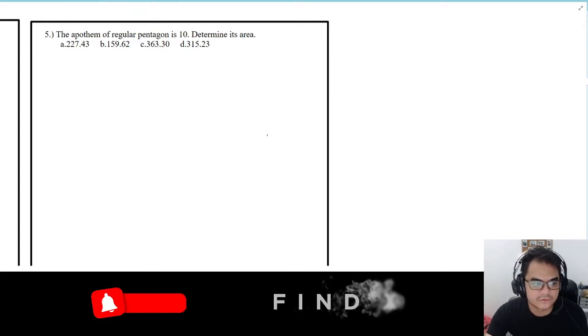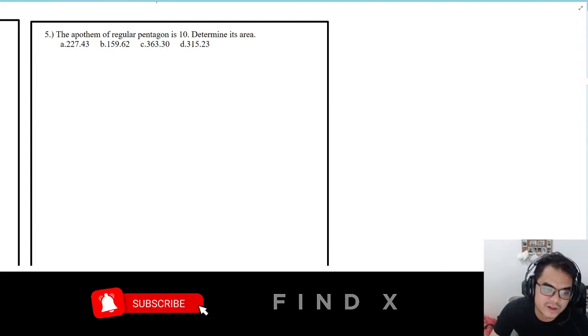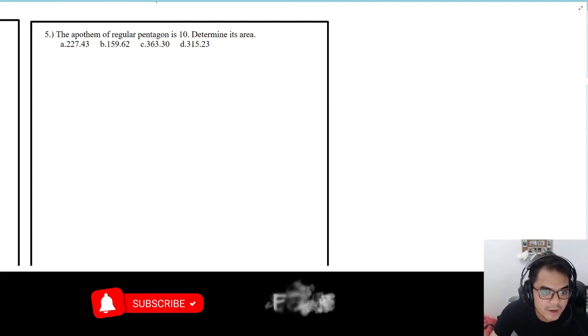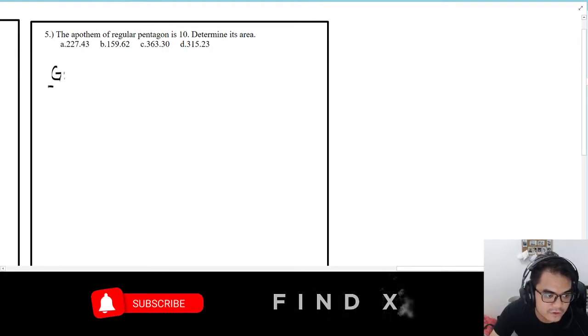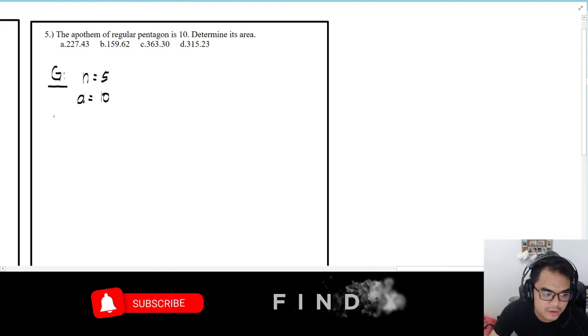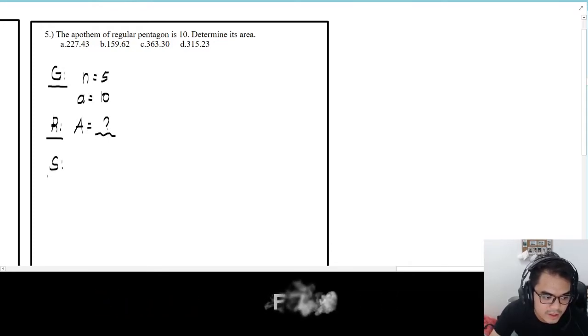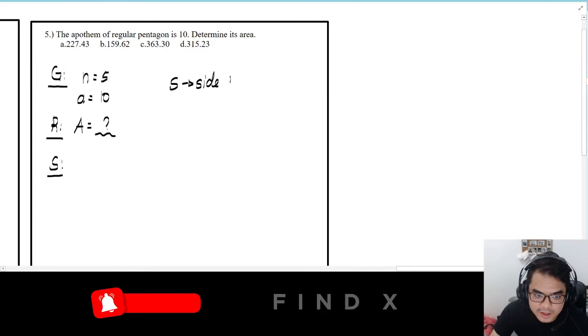So for number 5, we have the apotem of a regular pentagon is 10. So that is the length of the apotem. So determine its area. Okay, so let's put down all the givens that we can get. We have given here a pentagon. Therefore, the number of sides, n, is equal to 5. And then let's say A will be the apotem, which is equal to 10. And then we are required to find what? The area. Okay. Now, first we have to find the length of side. Let's say the length of side is S. Okay. This is the side length.